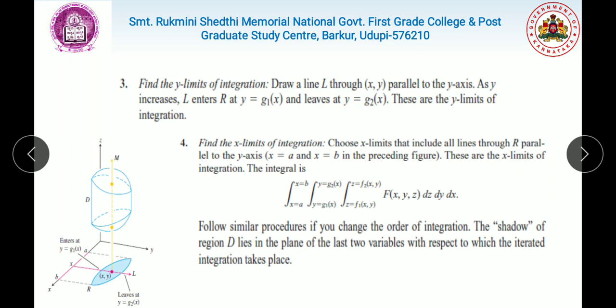Follow similar procedures if you change the order of integration. The projection of region D lies in the plane of the last two variables with respect to which the iterated integration takes place. In the above explanation, the last two variables are y and x. z is the innermost variable and x is the outermost variable.